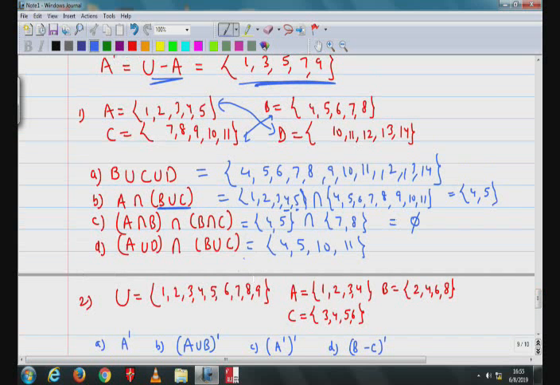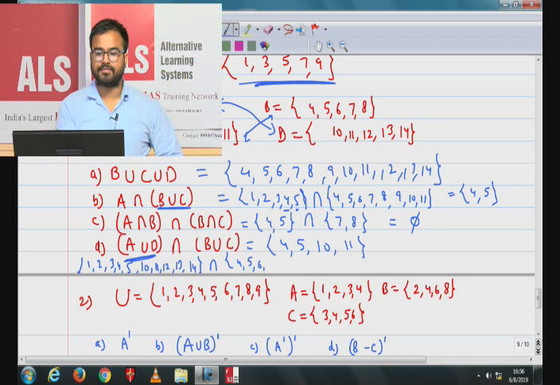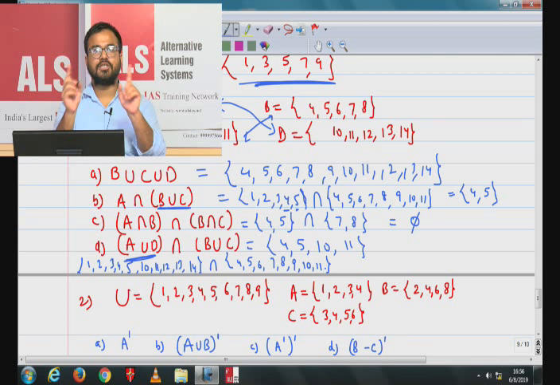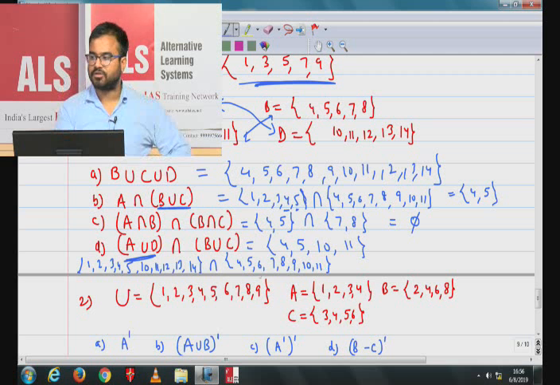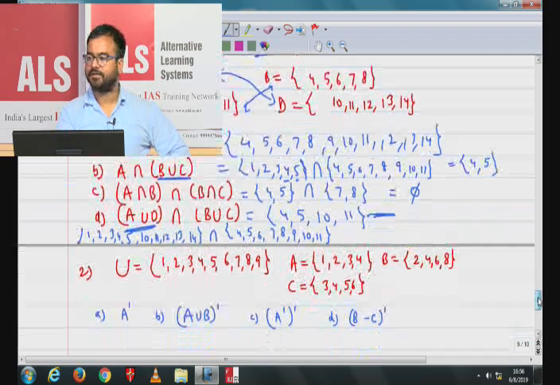Okay, D part. Shillong, see, A union D. If I write the values of A union D, you can see 1, 2, 3, 4, 5, 10, 11, 12, 13, and 14. These are A union D. And now we have to see B union C. B union C are 4, 5, 6, 7, 8, 9, 10, 11. So from these two sets, we have to figure out which are the common. The common elements are only 4, 5, 10 and 11. This is the question. Getting it?